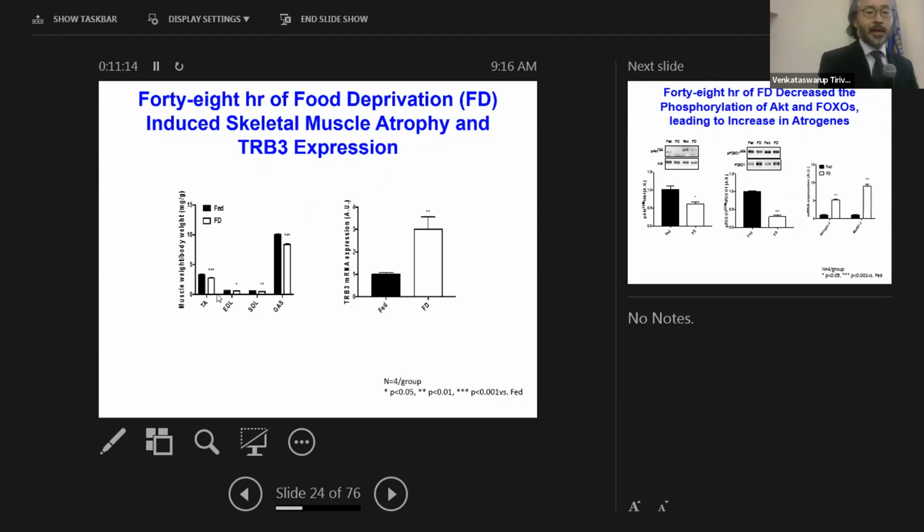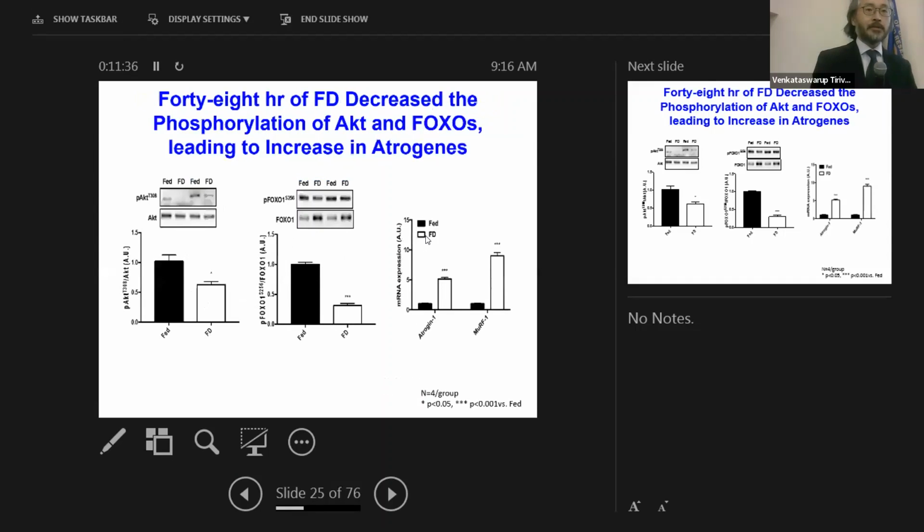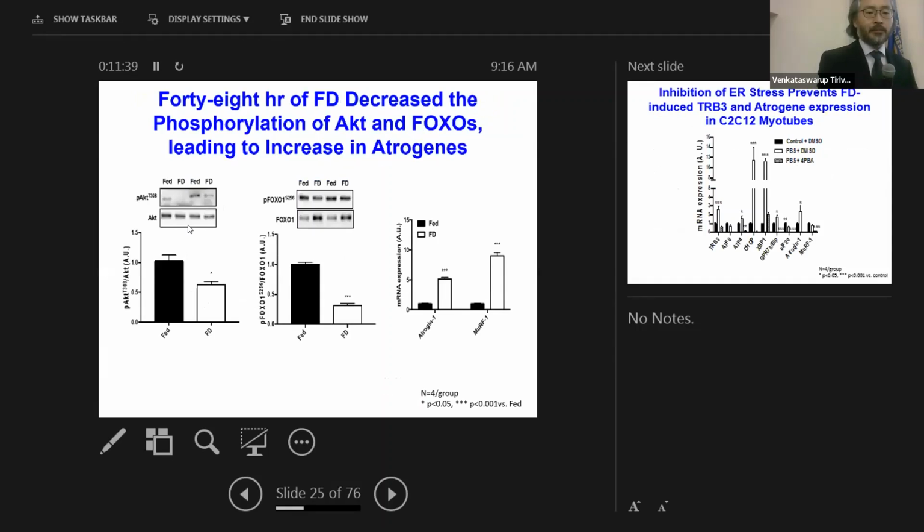As you can see here, multiple skeletal muscles were significantly decreased by just a simple 48 hours of fasting. Interestingly, when we isolated the muscle from fasted mice and measured TRB3 expression, we saw that skeletal muscle TRB3 was threefold higher than in the wild type animals. That's very exciting. We also isolated the muscles and measured the AKT and FOXO signaling. As you can see, AKT phosphorylation and FOXO phosphorylation were all decreased, and atrogin-1 and MuRF1 were all elevated.